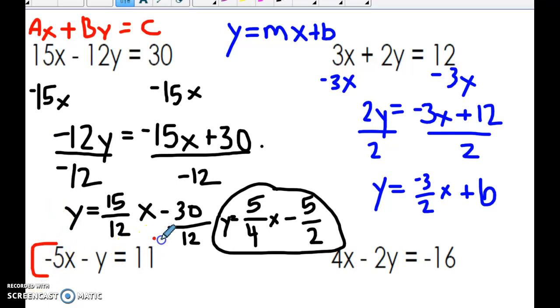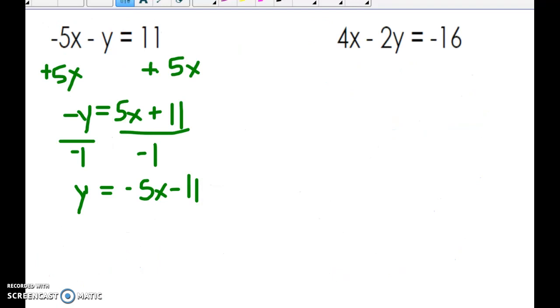So I want you to pause the video and try to change these two at the bottom that are in standard form to slope-intercept. And when you're done, unpause the video and check yourself. Okay, so if you worked through the first example, you can check that one now.